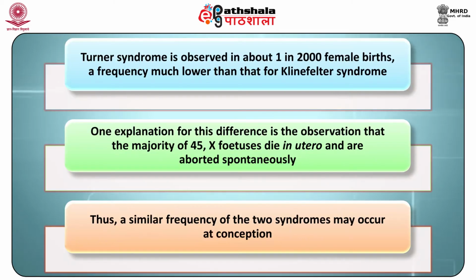Turner syndrome is observed in about 1 in 2000 female births, a frequency much lower than that for Klinefelter syndrome. One explanation for this difference is the observation that the majority of 45,X fetuses die in utero and are aborted spontaneously. Thus, a similar frequency of the two syndromes may occur at conception.